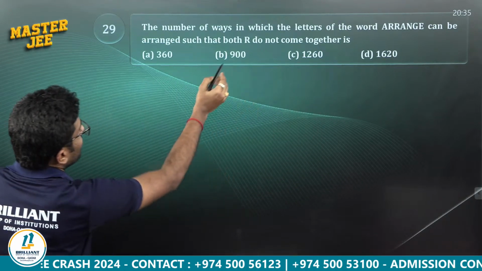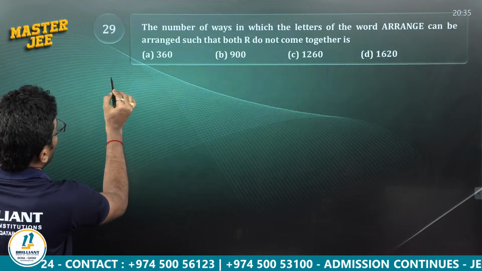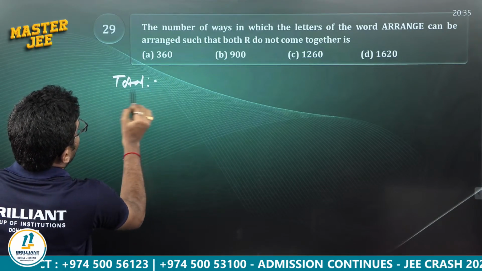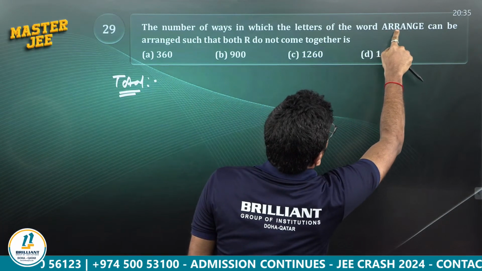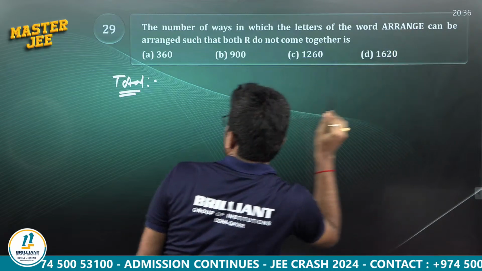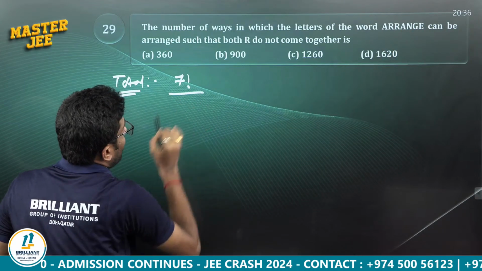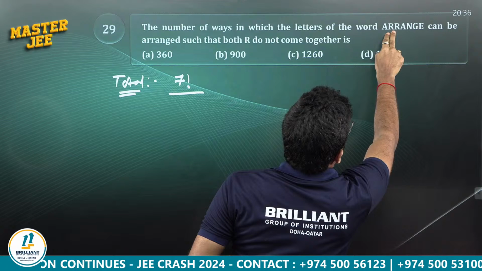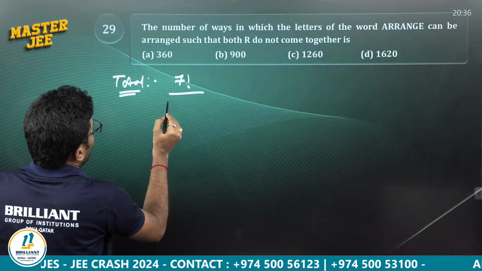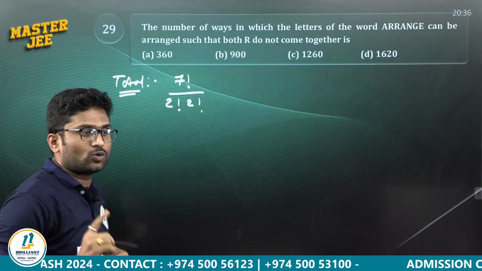Now, what is the total number of arrangements? How many letters do we have? 1, 2, 3, 4, 5, 6, 7. So 7 factorial divided by, of those, 2 R's we have, 2 A's we have. So 7 factorial divided by 2 factorial into 2 factorial.